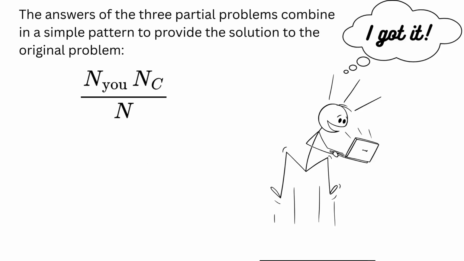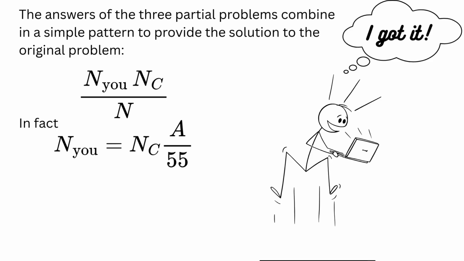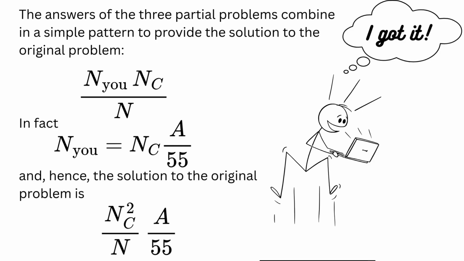In fact, notice that the second problem is identical to the first problem. Julius Caesar lived 55 years. He actually died about 4 months short of his 56th birthday. Therefore, if A is your age in years, N_U equals N_C times A over 55. And hence, the answer to the original problem requires only the solutions of the first and third partial problems: N_C squared A over 55N. We only must compute N and N_C.